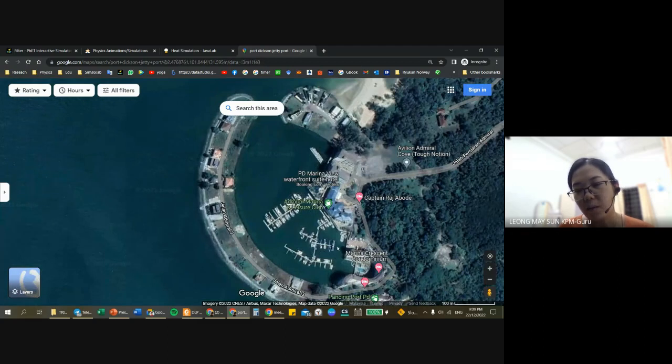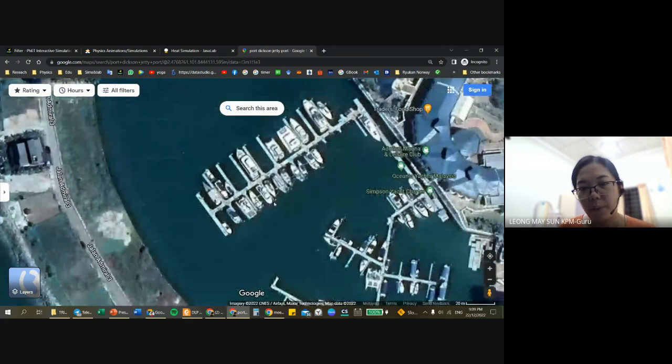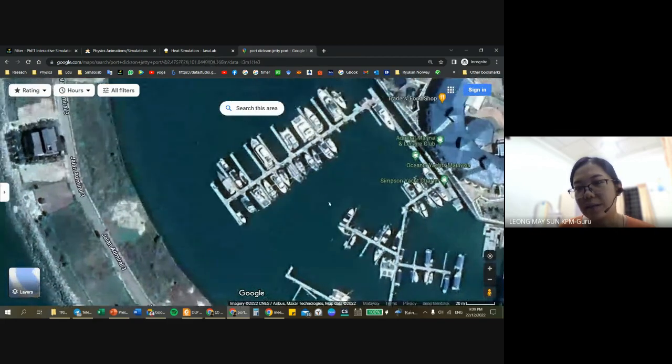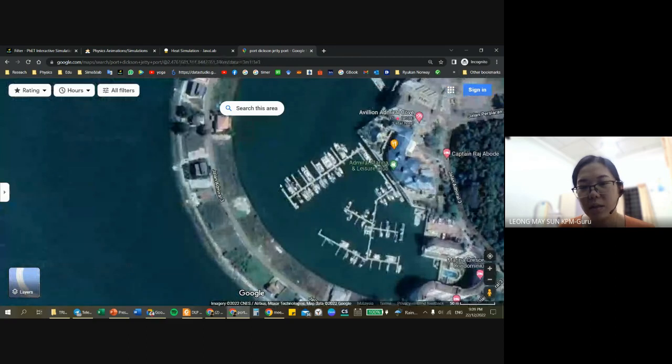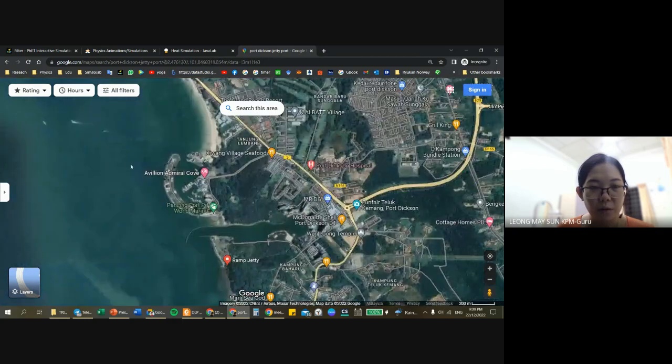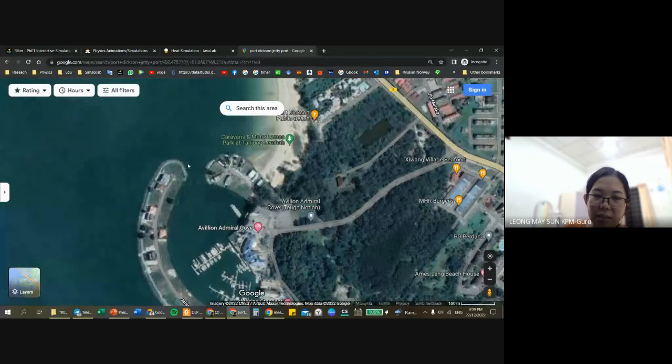If any one of you were to go to the Marina Condo or the Admiral Marina Leisure Club, there are a lot of boats, ships, and yachts located at this area. They can just leave their boat, yacht, and small ship at these areas because it is protected from the exposure of the direct sea. When the wave comes in, they are protected in here, mainly because the opening is only a small part at this area.